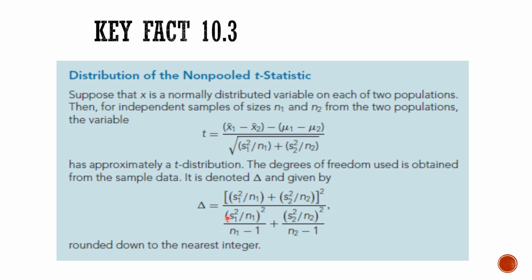However, the degrees of freedom formula is a bit complicated. The degrees of freedom is denoted by this symbol delta, which is a Greek symbol, and this is the formula we use to calculate the df.